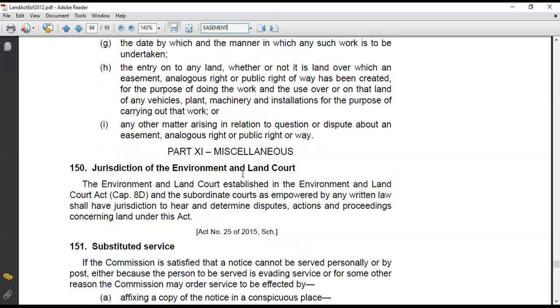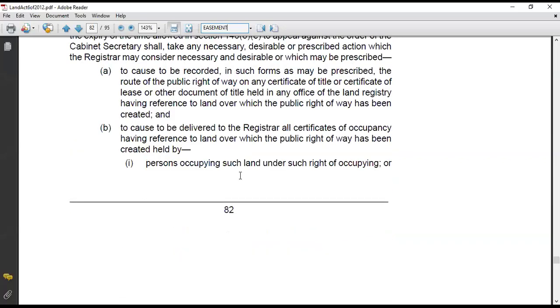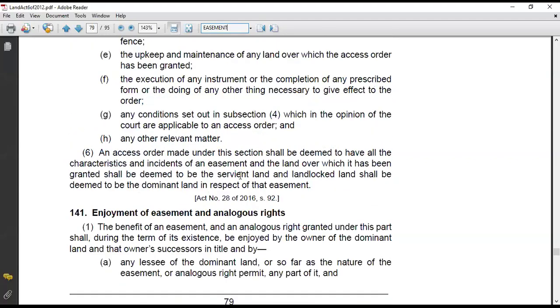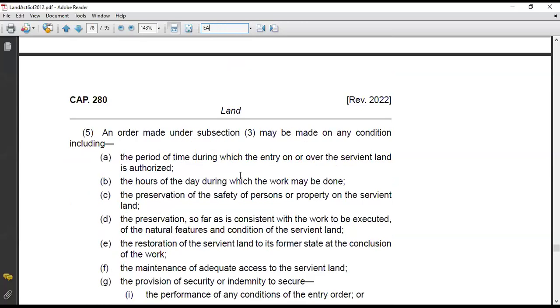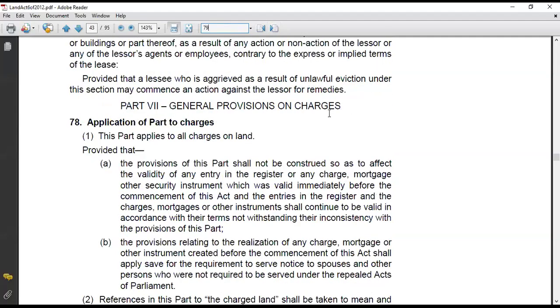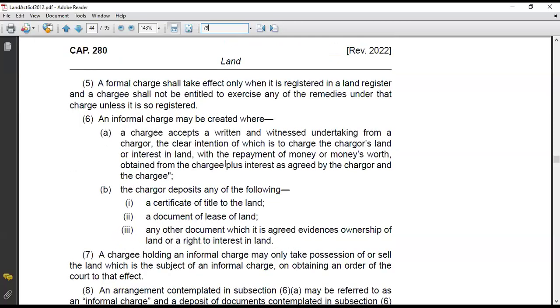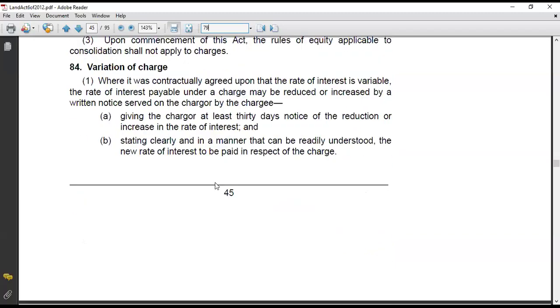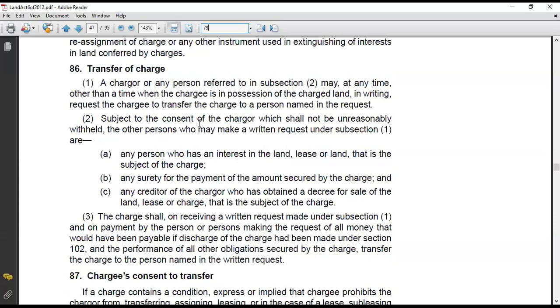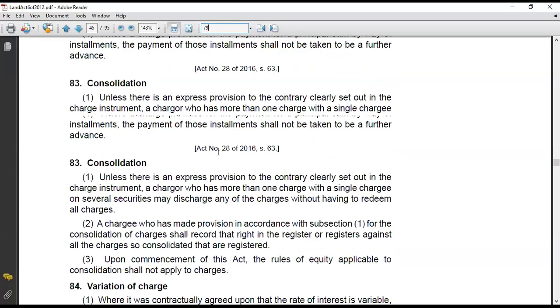So this is the topic on charges. It starts at, I think, section 79 going down. So section 78 going down, general provisions on charges, where it talks about informal charges, formal charges, discharge of a charge, right to discharge, transfer of charge with chargee's consent, covenants, conditions implied. So all these things, right of the chargee to sell a property.